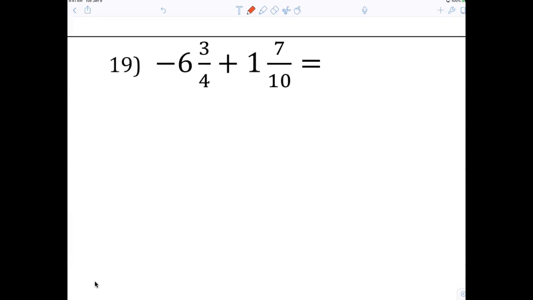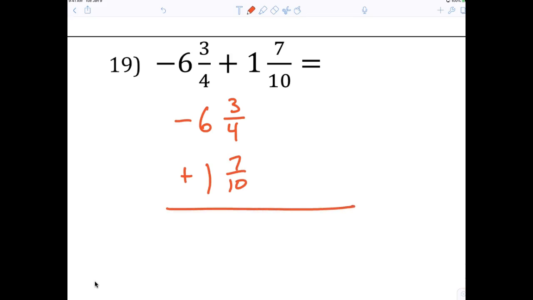All right, let's check out 19, guys. Adding or subtracting? Subtracting. So I must put the largest whole number up top. The largest whole number is negative 6 and 3/4 plus 1 and 7/10. So now I have to figure out if I have to borrow because I am subtracting. All right, so here we go. This becomes negative 6 and 15/20 plus 1 and 14/20.